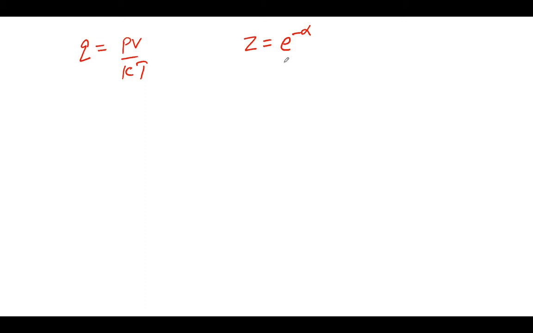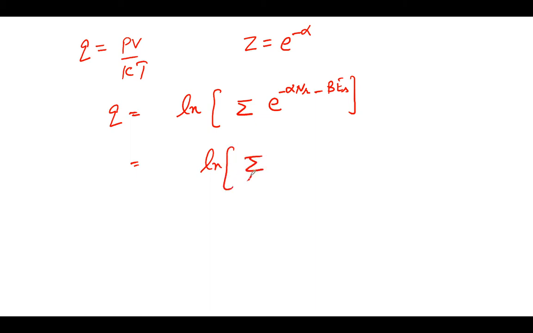After that we found the relation of this Q, which is equal to log of summation of exponential of minus alpha n_r minus beta into E_s. From that we derived the relation equal to summation of z raised to the power n_r. So if we introduce this fugacity in this relation, this equation becomes exponential of minus beta into E_s, and from that this term is generally considered as the partition function.